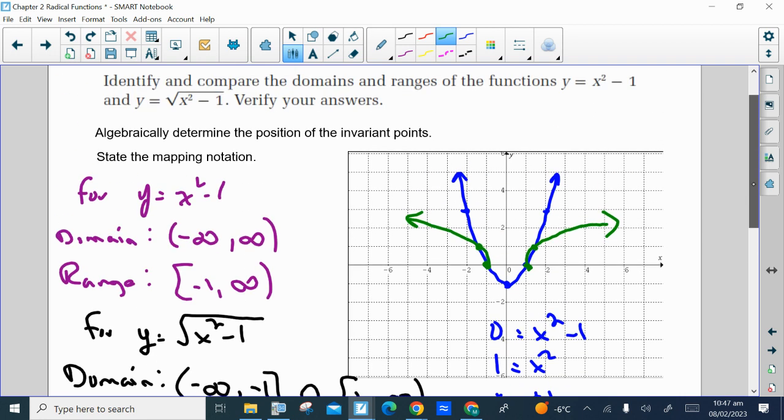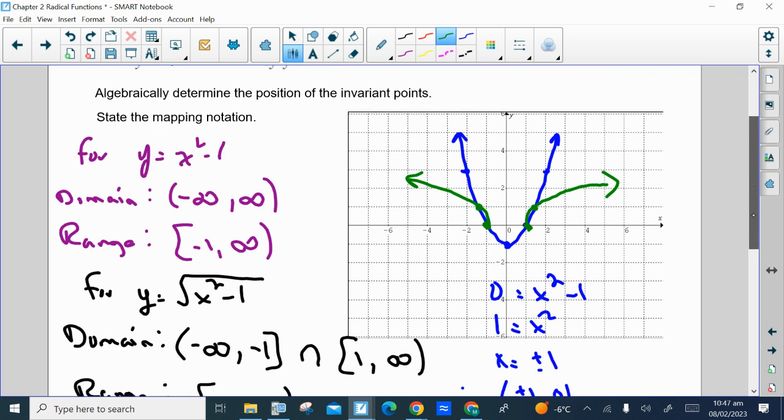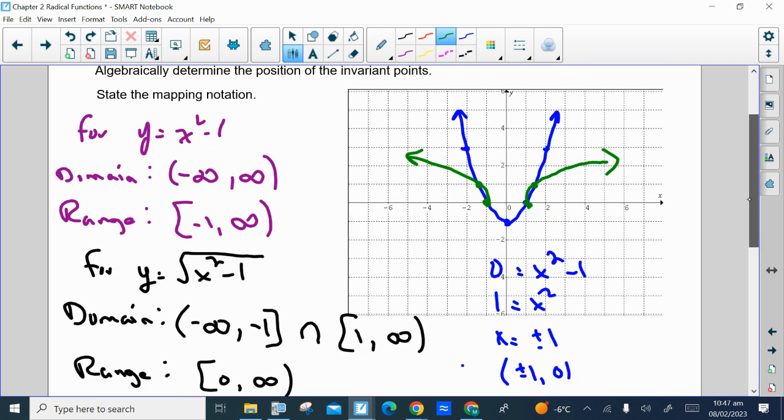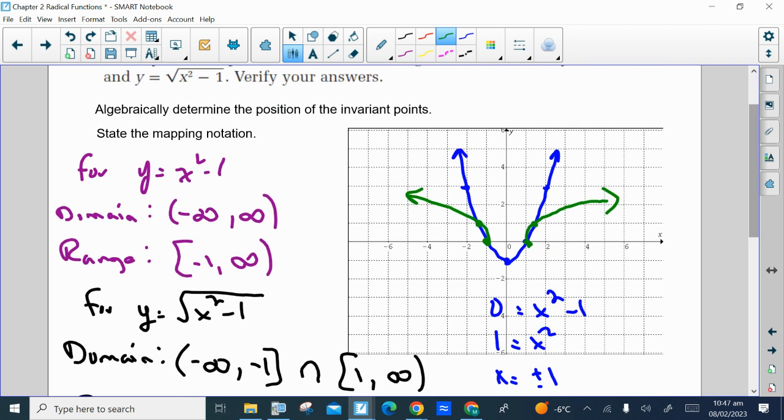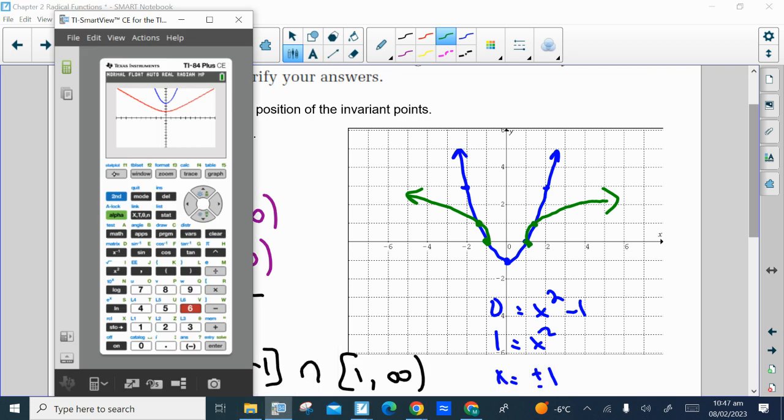Okay? We've done the mapping notation. It's no different. X comma y maps into x comma root y. And we can verify our answers by graphing it in the calculator. So the original equation was x squared minus 1. And now we're taking the square root of x squared minus 1.